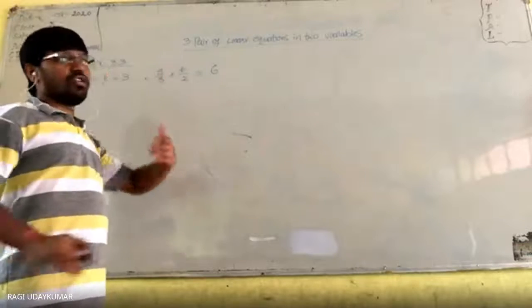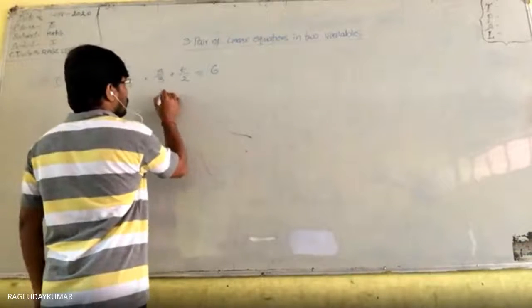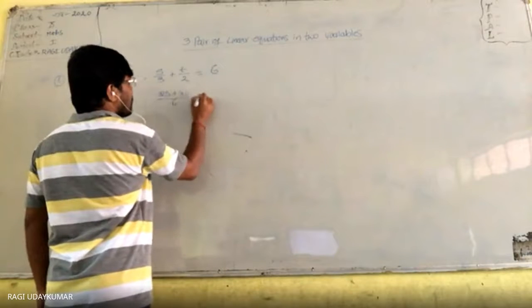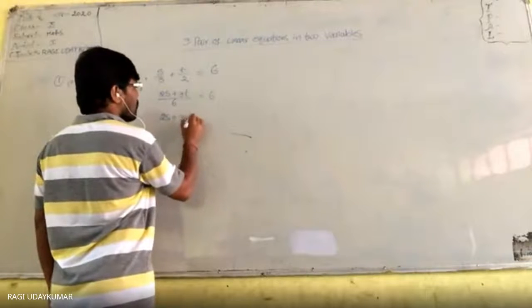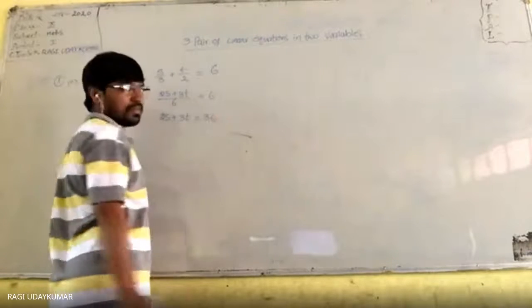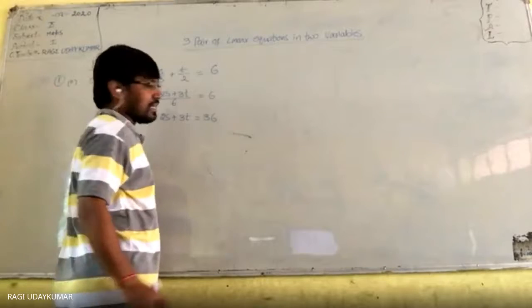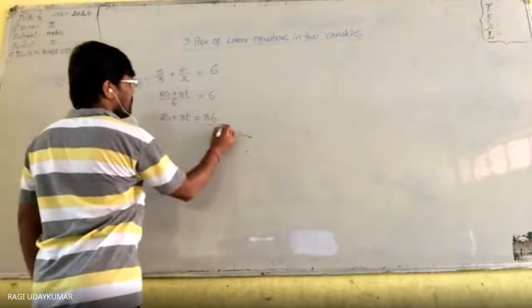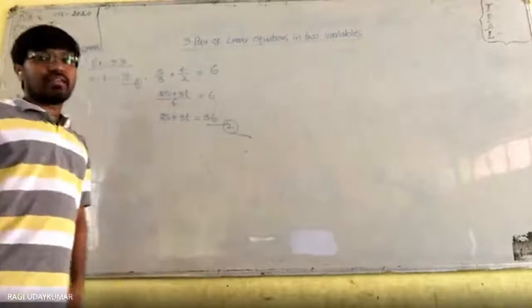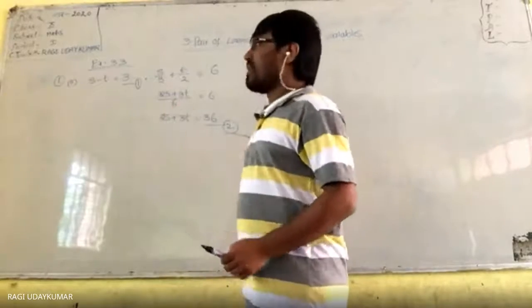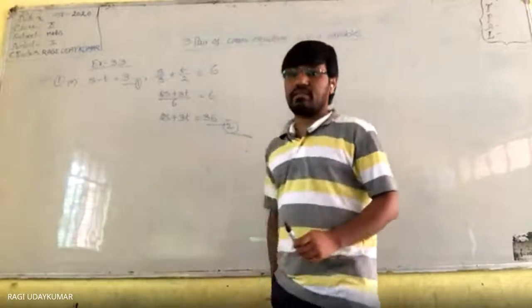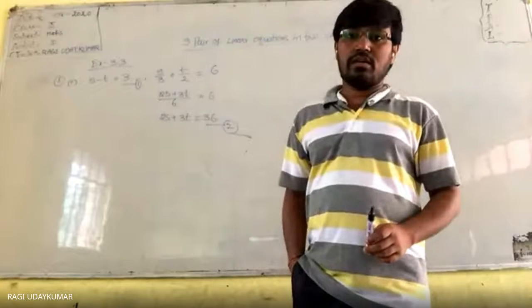So let us convert this into 2S plus 3T is equals to 6 into 6, 36. Now this is the first equation, this is the second equation. Now I'll ask one question to you. Don't give the answer, I may ask anyone. If you see these two equations, what is a1 by a2 in this case? Rudranil.